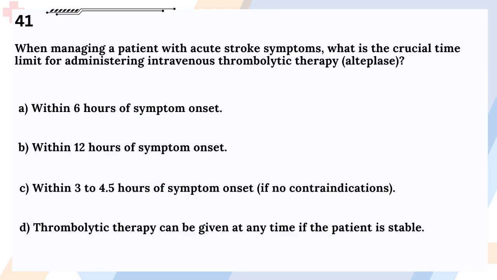Question 41. When managing a patient with acute stroke symptoms, what is the crucial time limit for administering intravenous thrombolytic therapy, alteplase? A. Within 6 hours of symptom onset. B. Within 12 hours of symptom onset. C. Within 3 to 4.5 hours of symptom onset, if no contraindications. D. Thrombolytic therapy can be given at any time if the patient is stable.